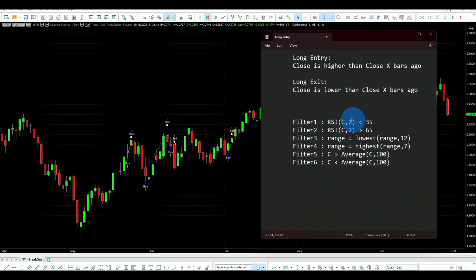So these filters: filters 1 and 2 are oscillators, filters 3 and 4 are volatility, and filters 5 and 6 are direction. Now, of course, you can add 100 more filters, and actually that's what I'm doing in version 2 of the Algo Trading Masterclass. But usually this is the simplest way to start, and usually you will get results with volatility, direction, and oscillator.